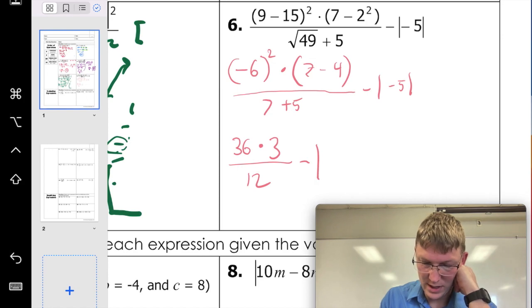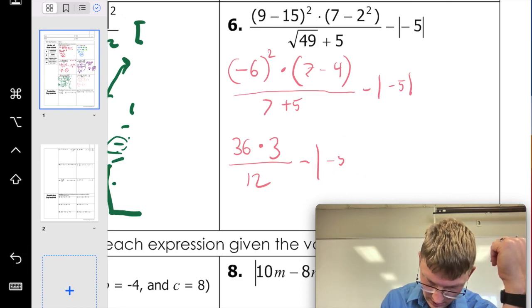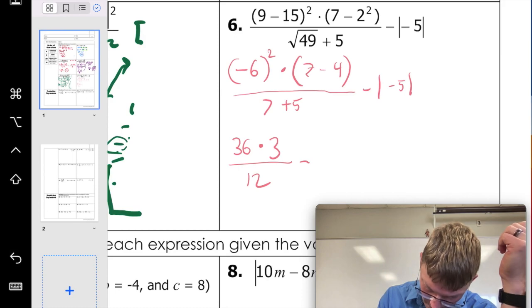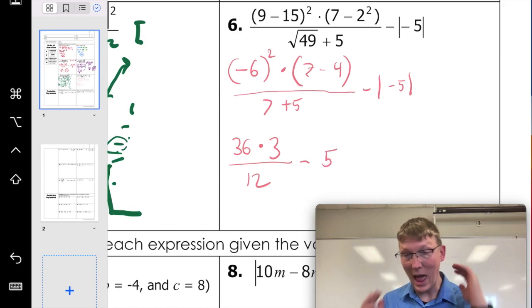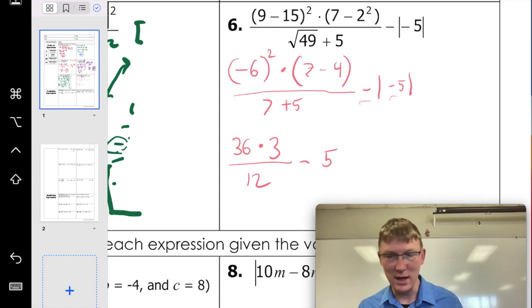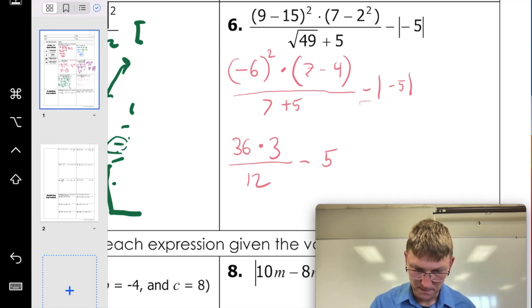Minus absolute value of negative 5. We can deal with this absolute value right now. Let's do that. So that's just going to be 5, because the absolute value of negative 5 is 5. So that's how we got the minus 5. We've got two negative signs. Normally, minus a negative sign would be a positive, but that absolute value makes this guy drop, and we have this one left over.